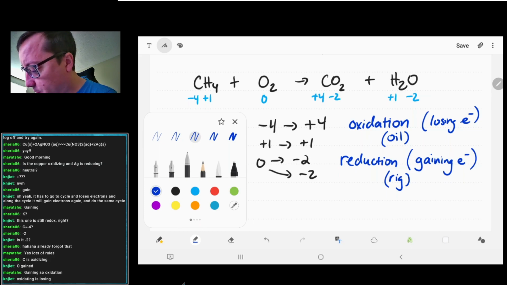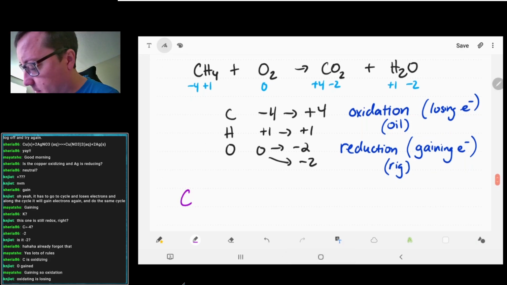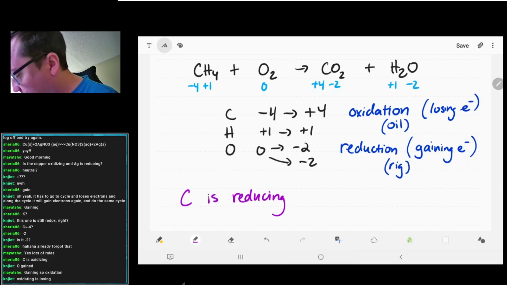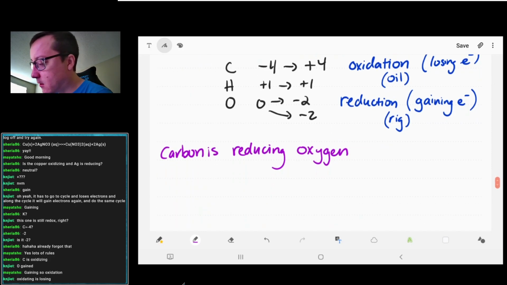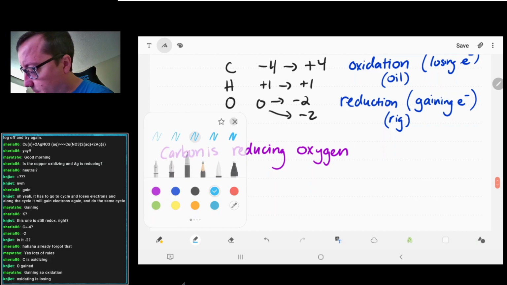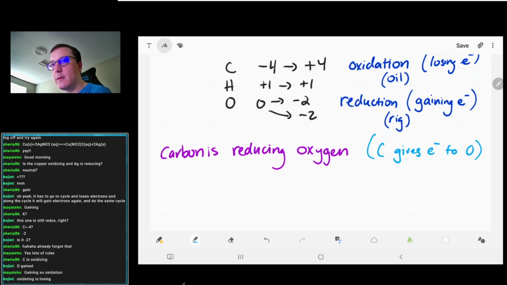And now it's time for me to throw a complete wrench into your... you guys are already confused. Let me just make it worse for you guys. It turns out that carbon is the one responsible for reducing oxygen. So oxygen is being reduced, right? It is gaining electrons. What this, of course, means is C gives electrons to oxygen.